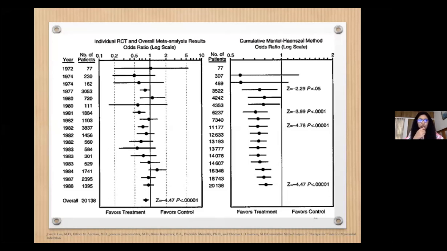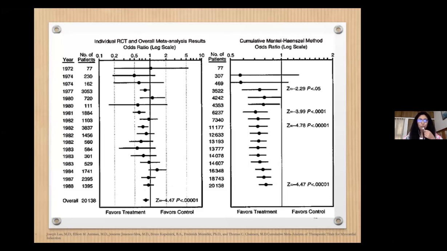So if you can see, the RCTs started in around 1972, and the first one had wide confidence intervals, only 77 patients. And then they kept doing the RCTs with no conclusive result, because you can see most of the confidence intervals are crossing the line of 1, and it's an odds ratio. So 1 means no effect. So till about 1980, they didn't come to any conclusive result. So they kept doing more and more randomized controlled trials.